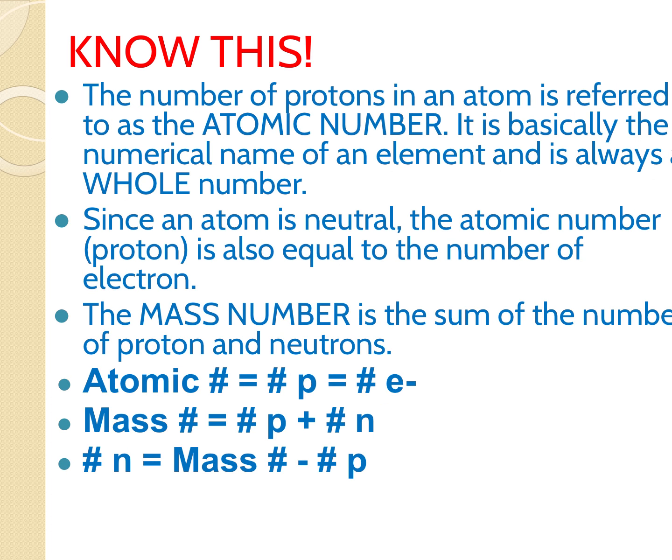The mass of the atom is mostly proton plus neutron. That is the whole number identity of an individual atom. If you rearrange it, you can get N equals mass number minus P.